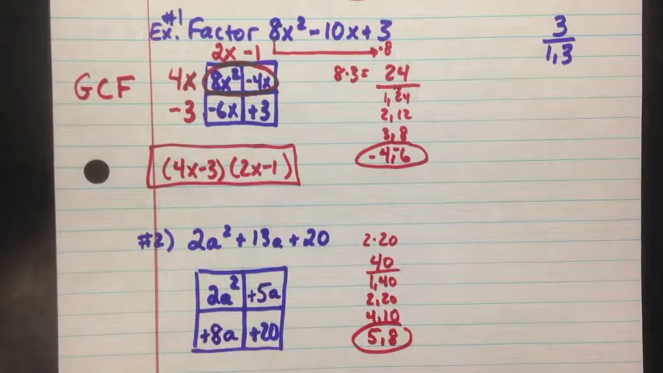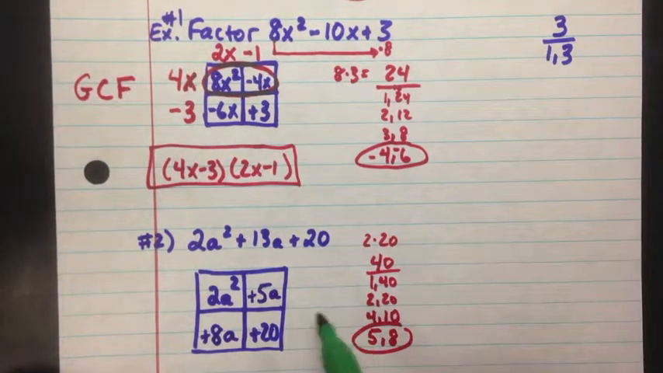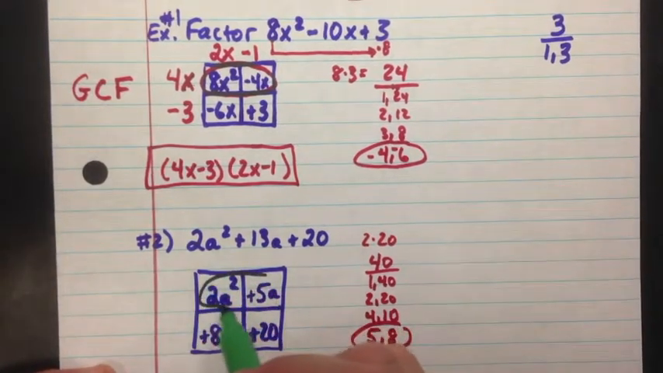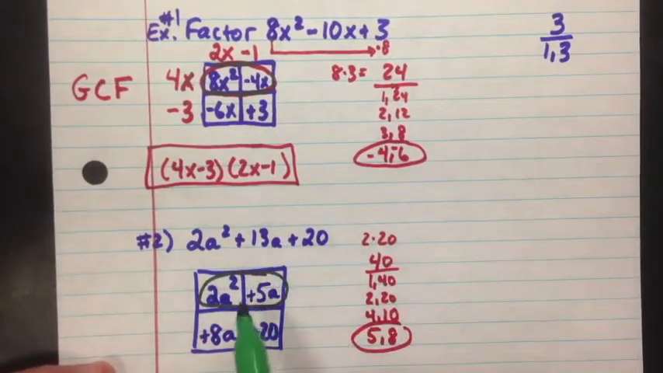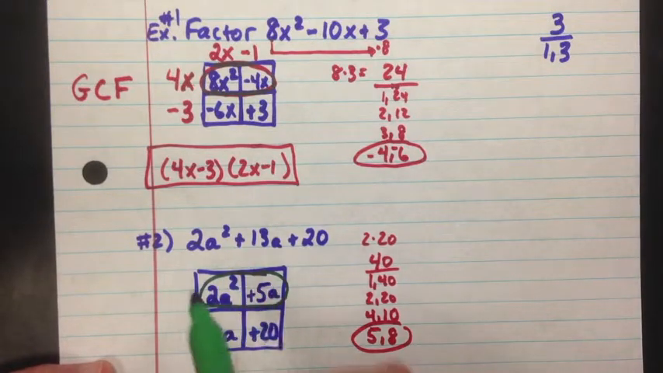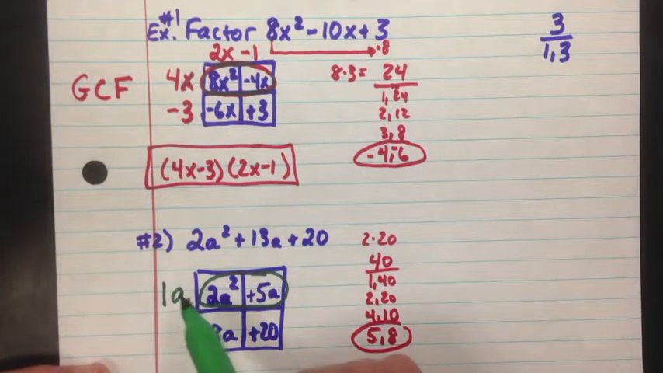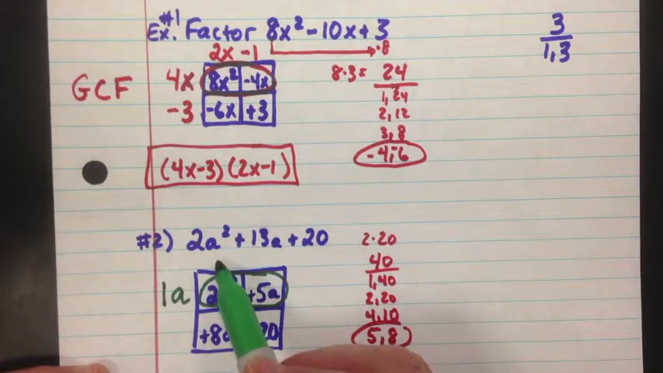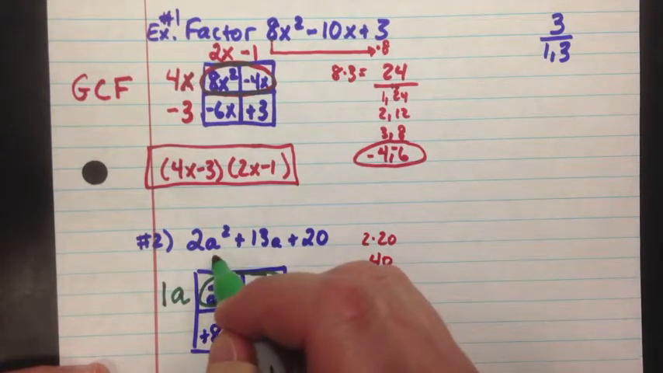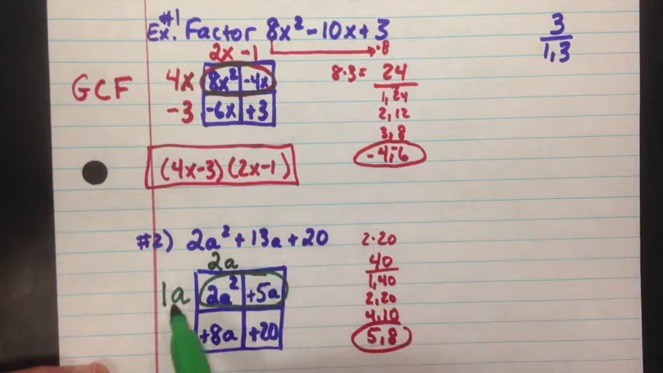Now we're going to pull out the factors. Pull out the greatest common factor. Take the top row. I always start with the top row. So for the a squared and the a, we take out a. Now how about 2 and 5? Does anything go into 2 and 5 besides 1? And the answer to that is no. So this is just a 1a. 1a times what gives me 2a squared? That's going to be a 2a. 1a times 2a is 2a squared.